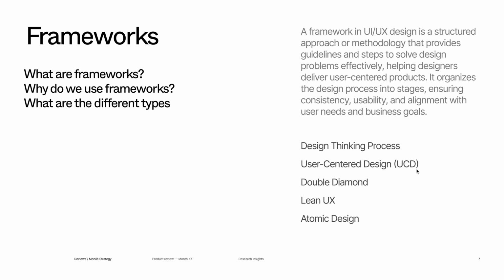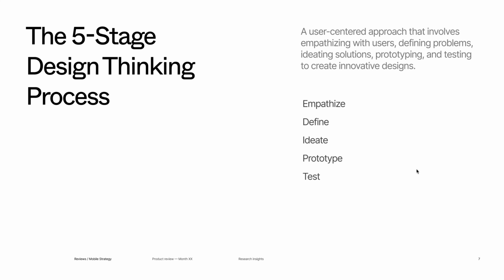So now that we know what frameworks are and what they are used for, here we have the design thinking process explained. It's a user-centric approach that involves empathizing with users, defining problems, ideating solutions, prototyping, and testing to create innovative designs. Here you see that we have 5 different stages of the design thinking process. There is also a 3-stage design thinking process, but we are going to be using the 5-stage in this particular bootcamp. And this includes empathize, define, ideate, prototype, and test. You can actually go back and forth between the different stages in this process.